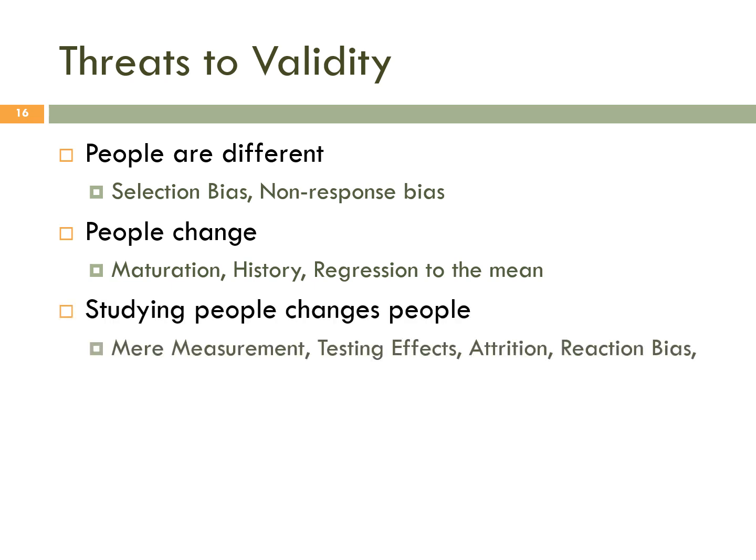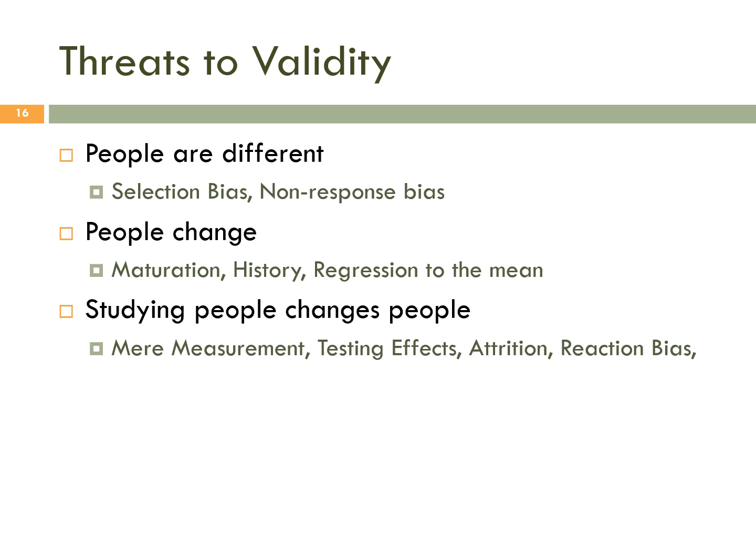We also know that studying people changes people through mere measurement, priming individuals, or there could be the testing effects where they're getting better at something simply through repeated exposure. Attrition, where maybe something about our condition is changing whether or not people want to be non-responsive. And then we have our different forms of reaction bias through the expectancies and maybe the observer bias as well.